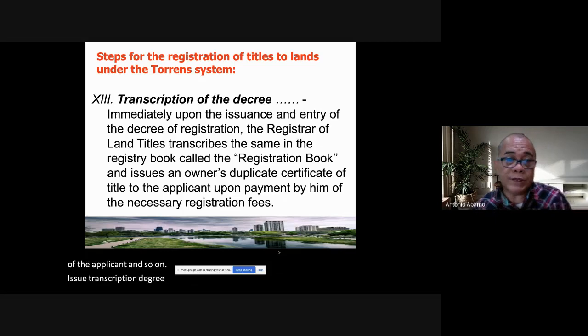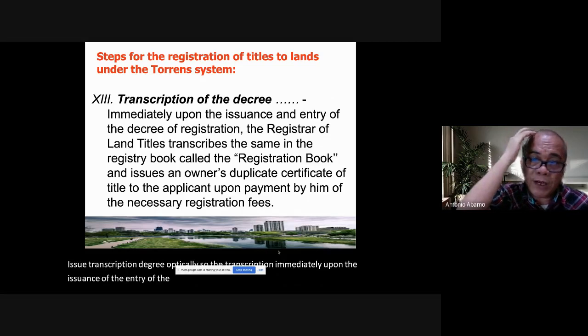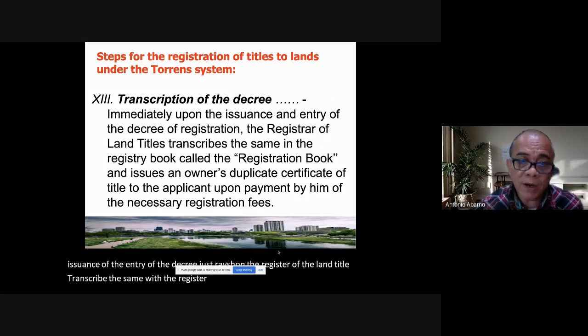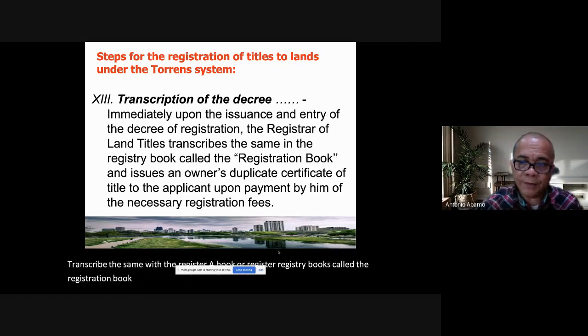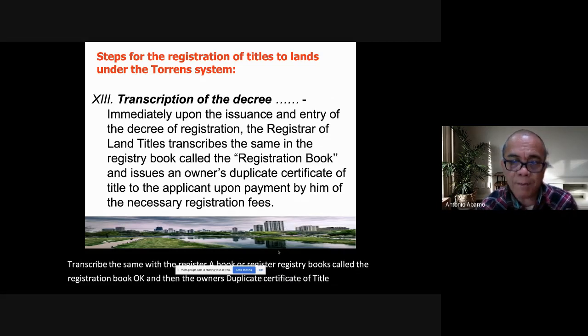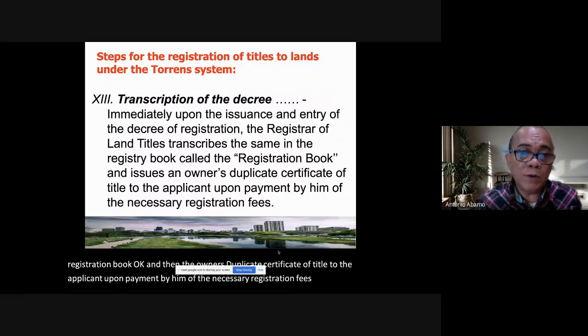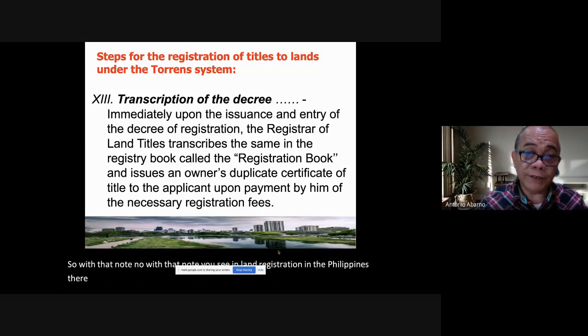So the transcription: immediately upon the issuance of the entry of the decree of registration, the registrar of land titles transcribes the same in the register book or registry books called the registration book. Okay, and then the owner's duplicate certificate of title is given to the applicant upon payment by him of the necessary registration fees. Okay. So with that note, you see in land registration in the Philippines, there are 13 steps.